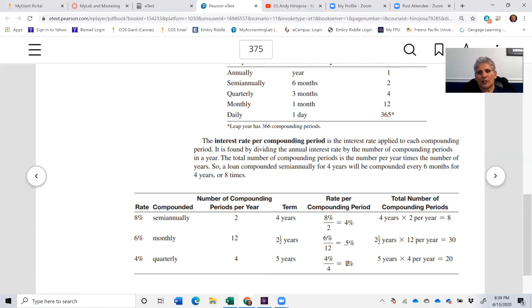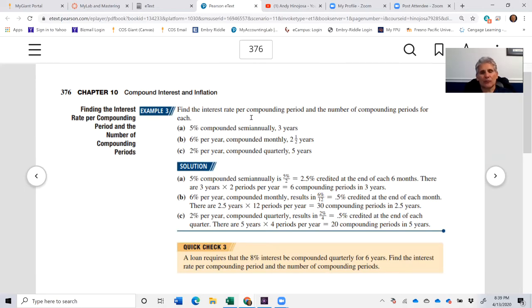This is what we're going to use when we use the lookup tables. We'll be given this in our problems. We'll be given this, and this will be given. We have to convert the rate and the term to compounding periods. Then we can use the rate and the periods on lookup tables. In this case, find the interest rate per compounding period and the number of compound periods for each.